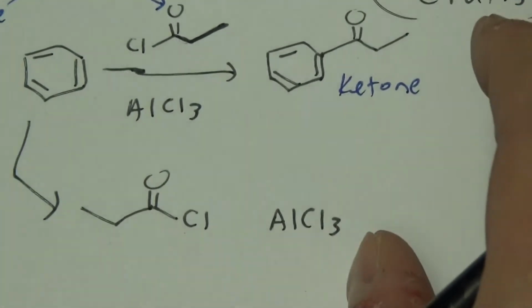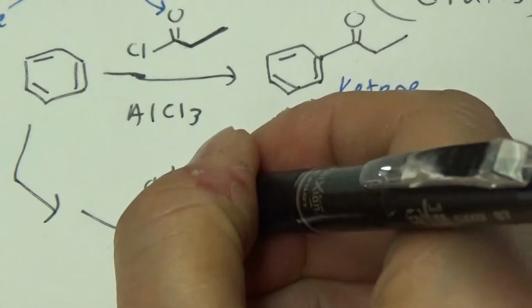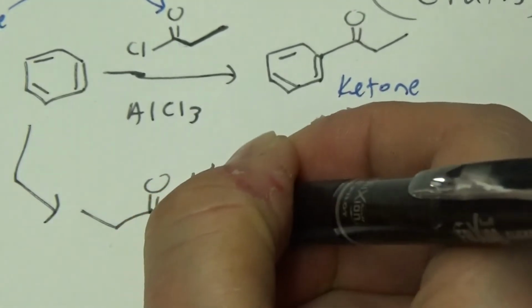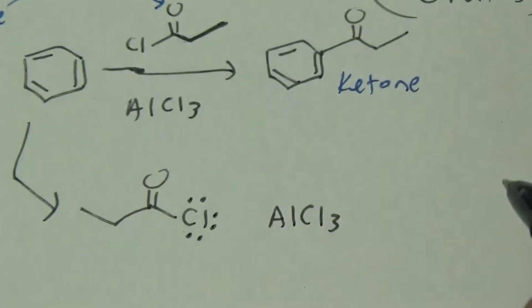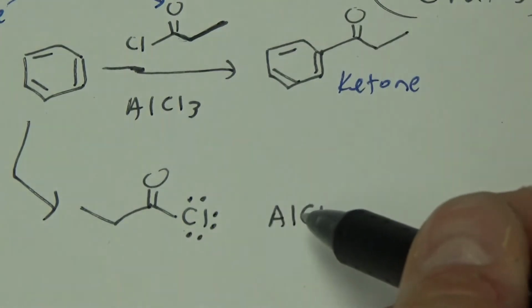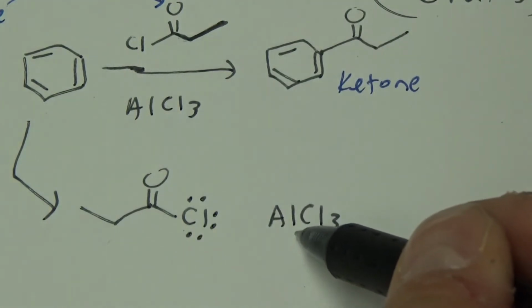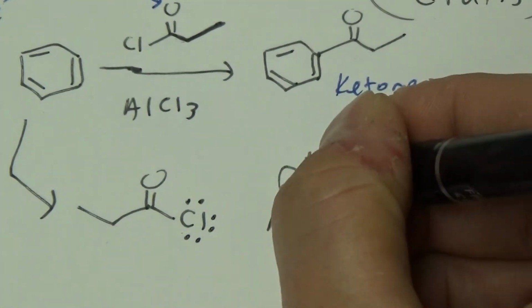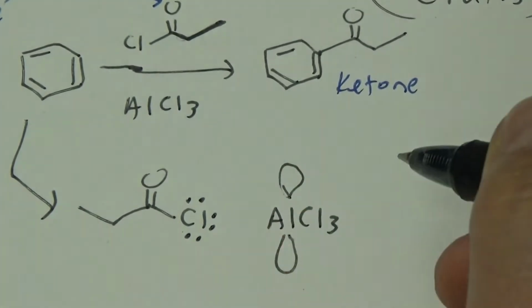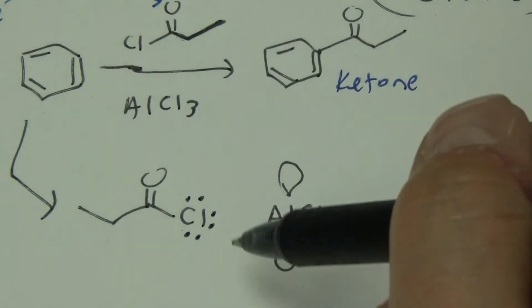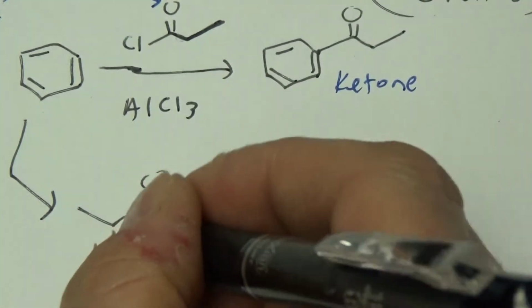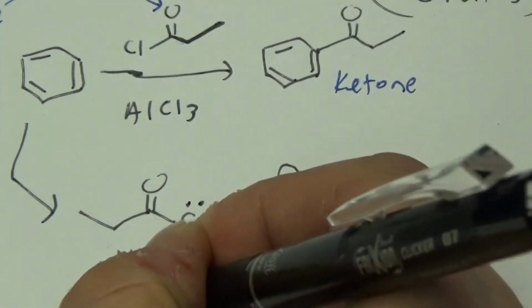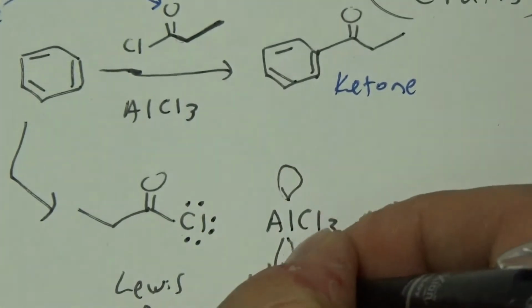Well, we also, same thing, we've got electrons around the chlorine and an absence of electrons around the aluminum, because there's almost like a free p orbital. So you've got an open p orbital. We can say that this is a Lewis base. This is a Lewis acid.